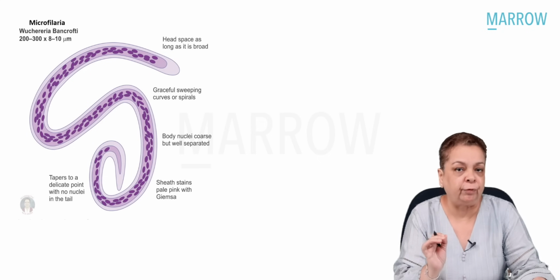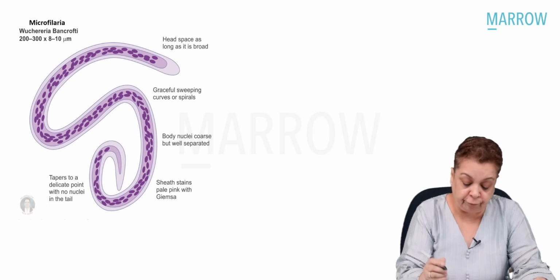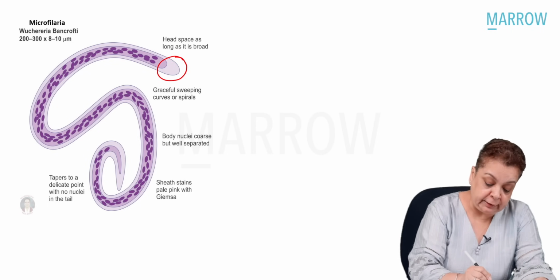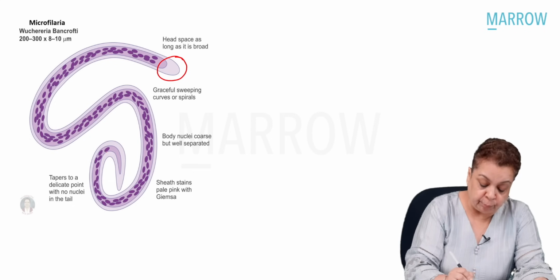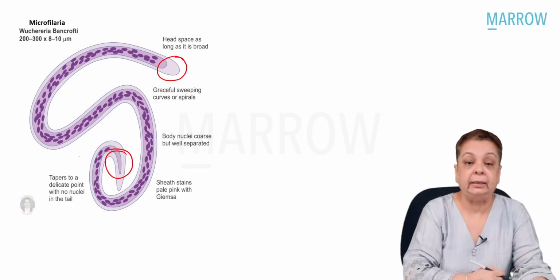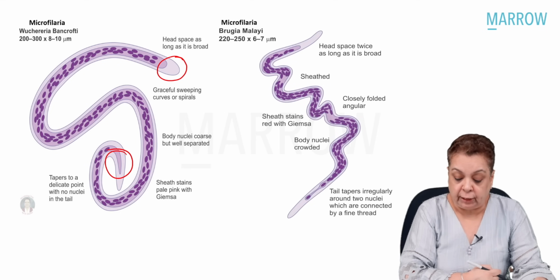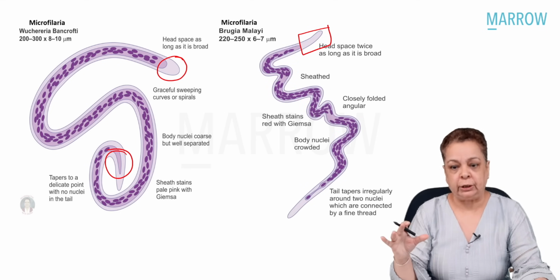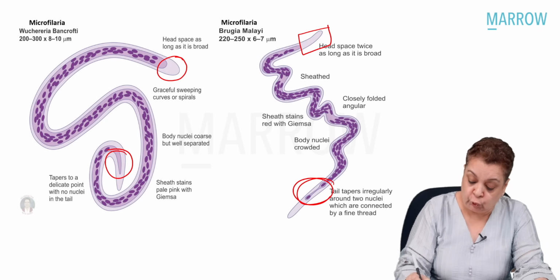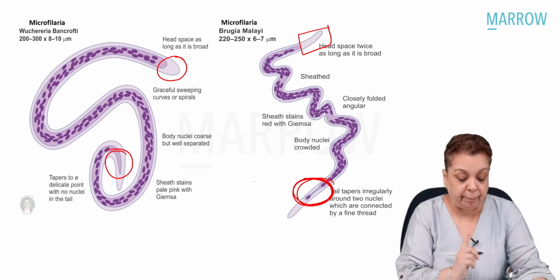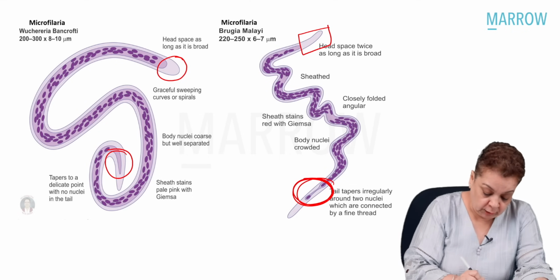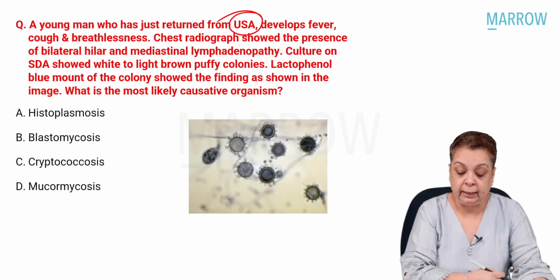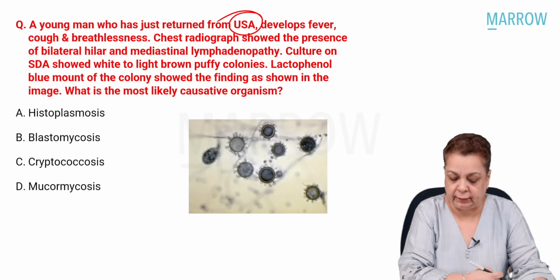This is our microfilaria of Wuchereria bancrofti. It has a cephalic space which is square shaped, distinct nuclei in the body, and absence of nuclei in the tail tip. Brugia malayi has a rectangular cephalic space, a blurred nuclear column, and there are two nuclei in the tail tip. Remember those two differences.